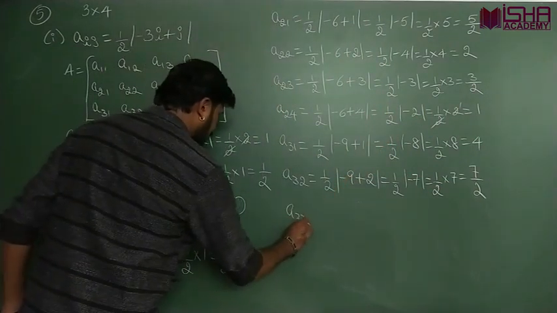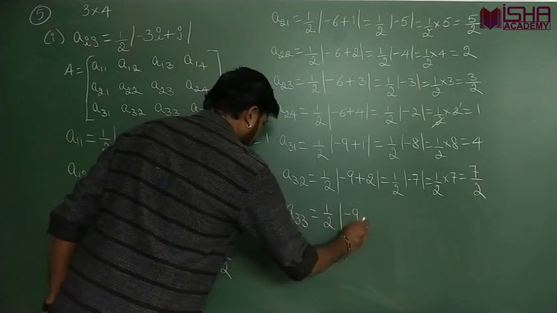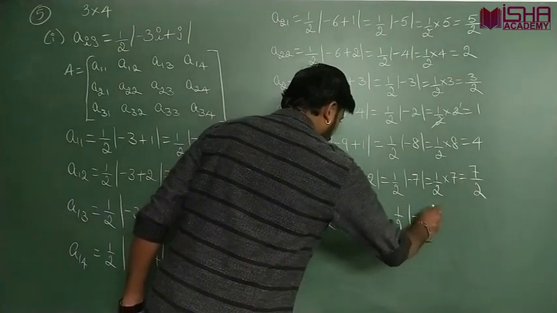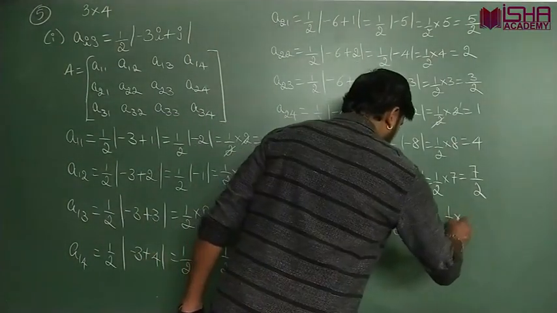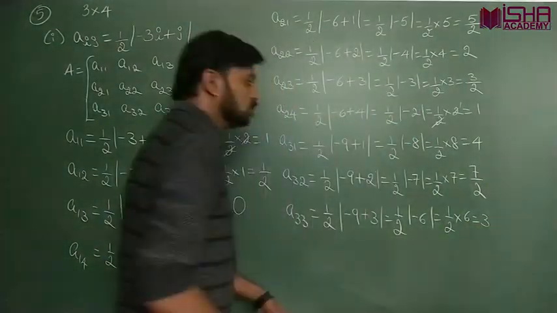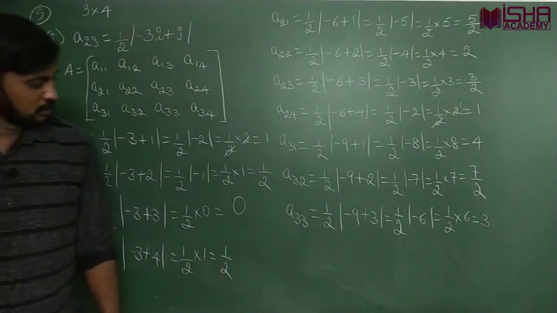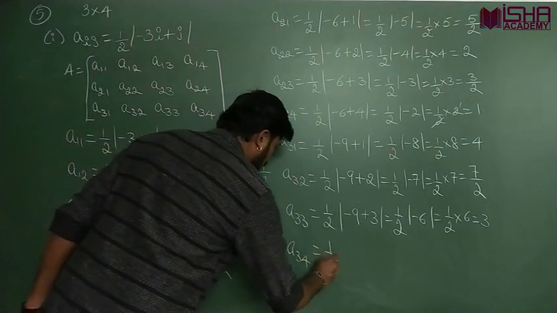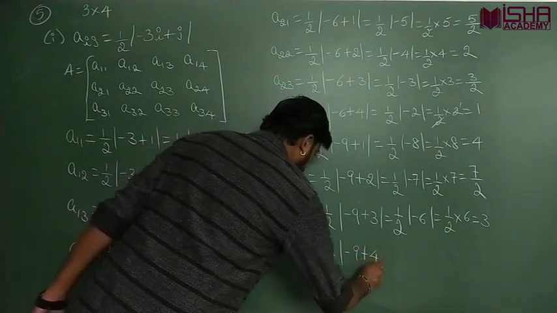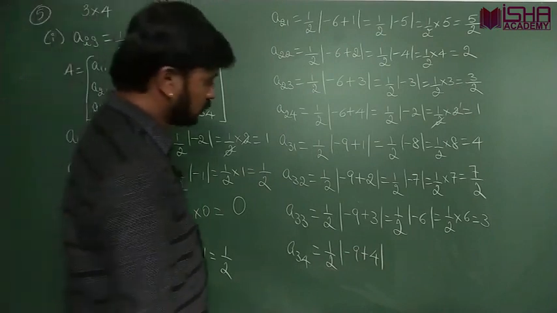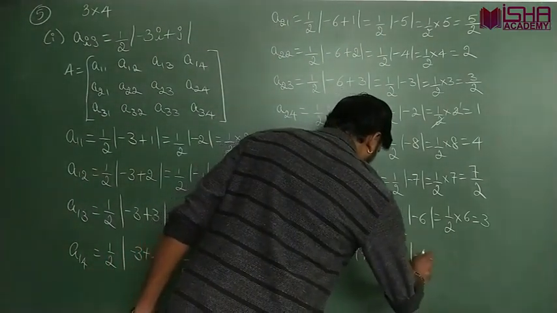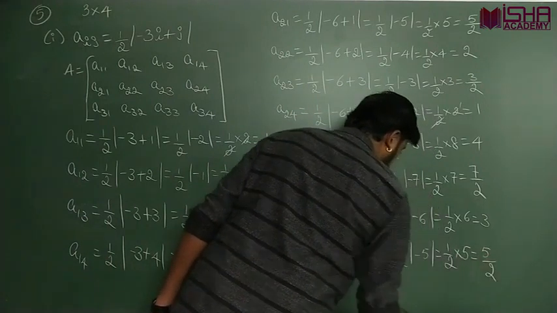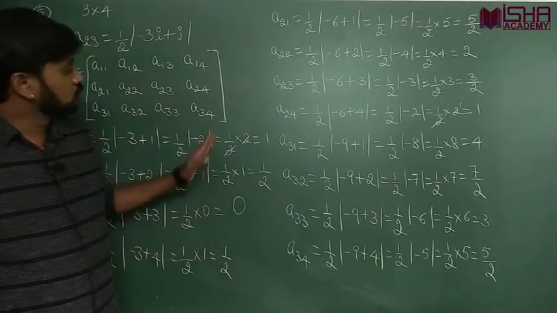Next element A33: 1 by 2 into minus 9 plus 3, which is minus 6, and modulus of minus 6 is plus 6. So 2 1s are 2, 3s are 6. The last element, third row, fourth column, A34: 1 by 2 into minus 9 plus 4, which is minus 5, and modulus of minus 5 is plus 5. So the answer will be 5 by 2. Correct? So these are your elements.